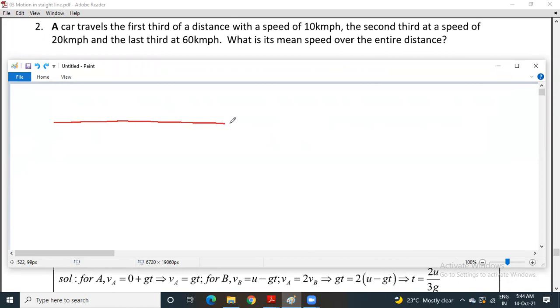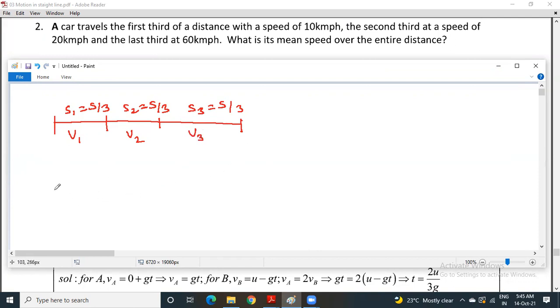So this is a straight line. The total distance is S. This is equally divided. First part S1 is equal to S by 3. Second part S2 is also S by 3. Third part S3 is also S by 3. In the first part the body is moving with speed V1, in the second part with speed V2, and in the third part with speed V3.